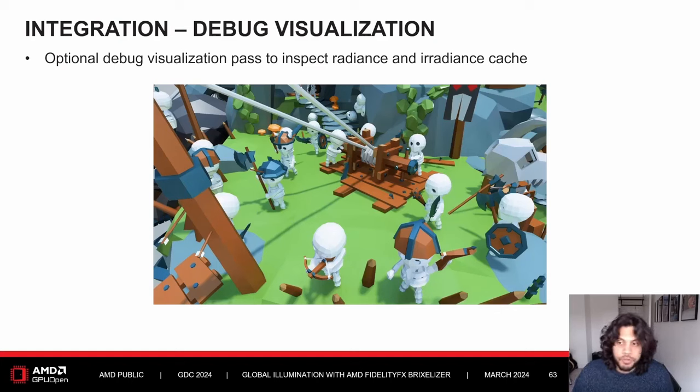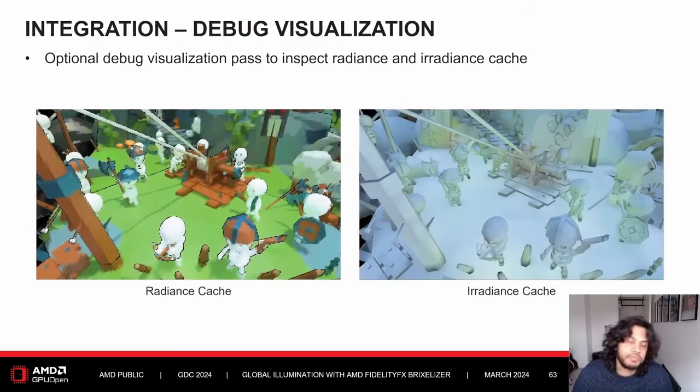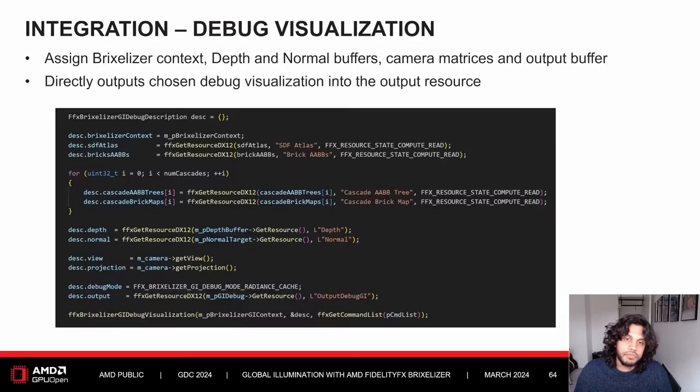There is also an optional debug visualization mode that you can use to inspect the world space radiance and irradiance caches, as you can see here. Similar to the update, you assign the Brixelizer context, depth buffer, G-buffer normals, camera matrices, and an output resource. You also choose what debug mode to use, either radiance cache or irradiance cache. And this dispatch will directly output the chosen information into the given output resource.